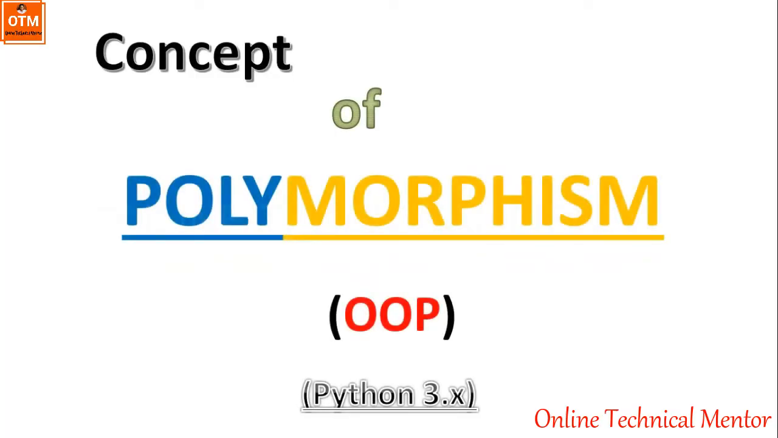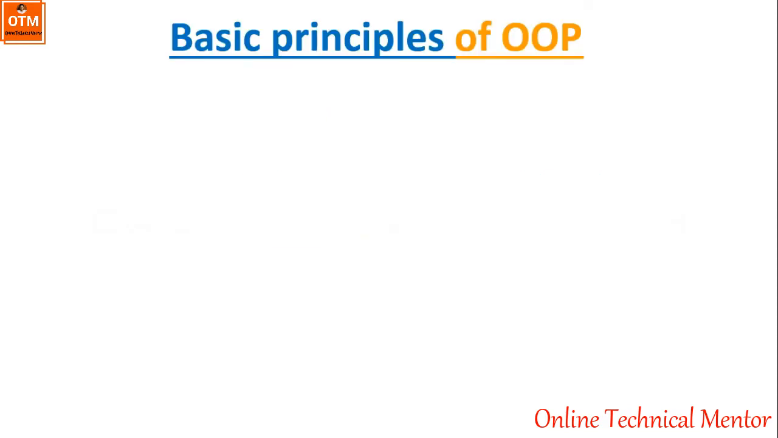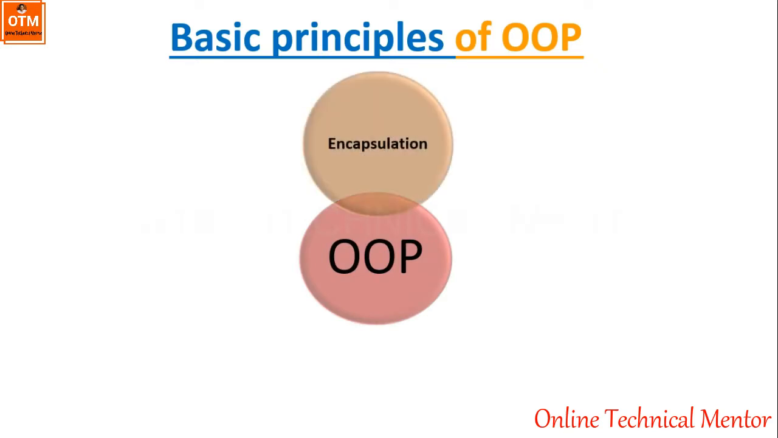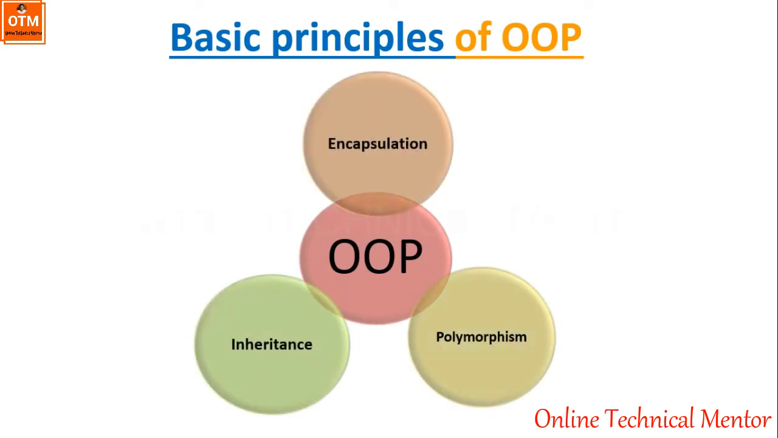Let's study the concept of polymorphism in object-oriented programming. Object-oriented programs in Python are based on three basic principles, that is encapsulation, polymorphism, and inheritance. In this video, we will learn about polymorphism. In my last video, I discussed encapsulation, and here we will learn what polymorphism is.